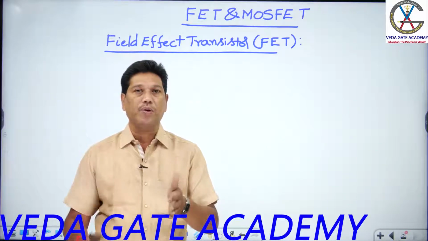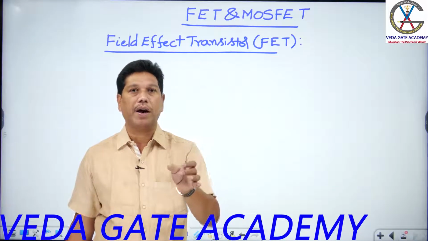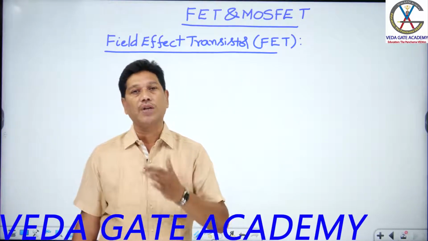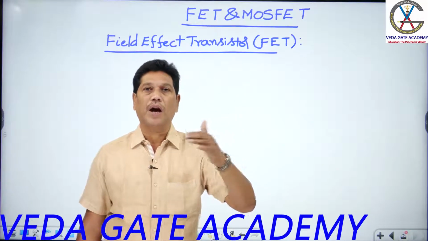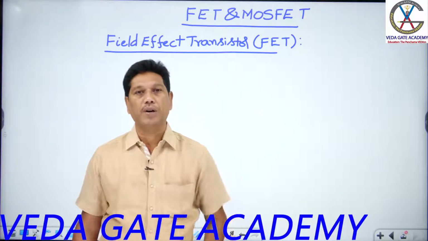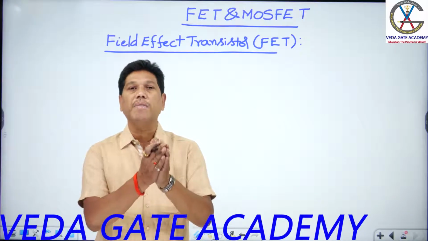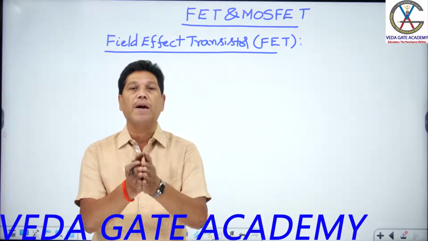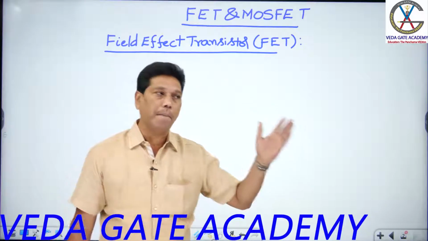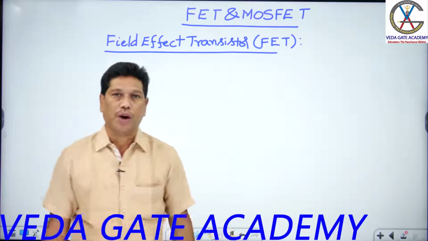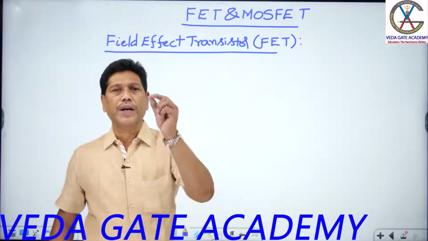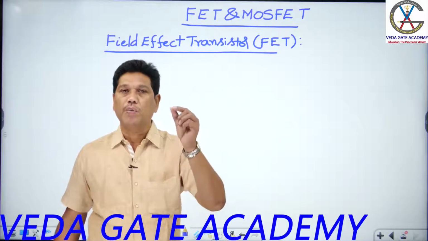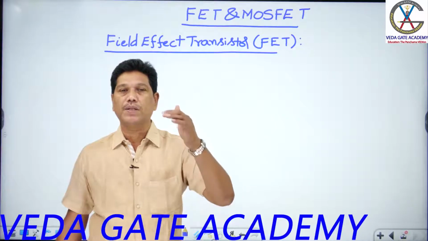In any amplifier circuit, the overall performance is indicated by the combination of vertical and horizontal elements. Vertical means gain, horizontal means frequency, that is called bandwidth. So the combined thing is called the gain bandwidth product. In the case of FET as well as MOSFET, the gain bandwidth product is poor compared to BJT, students.